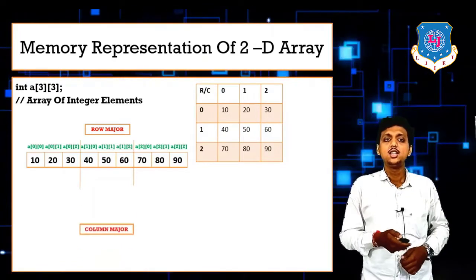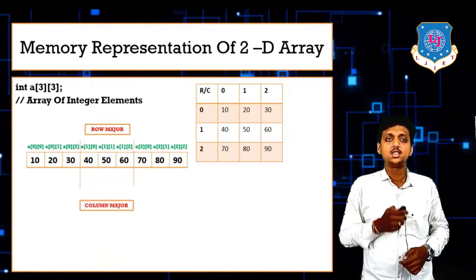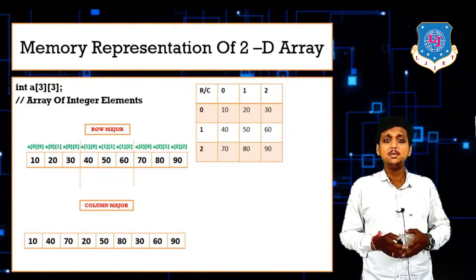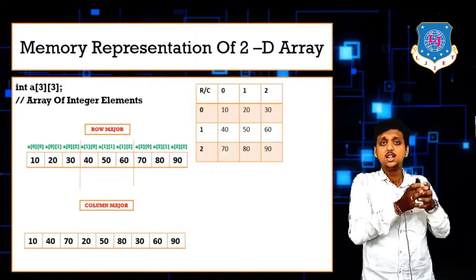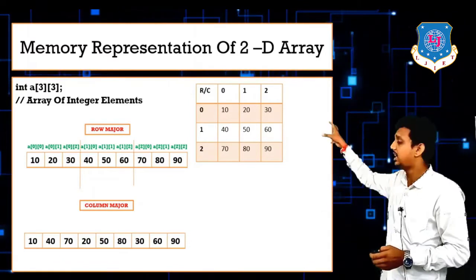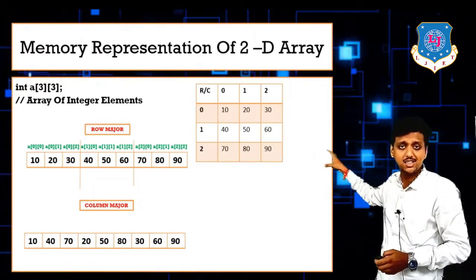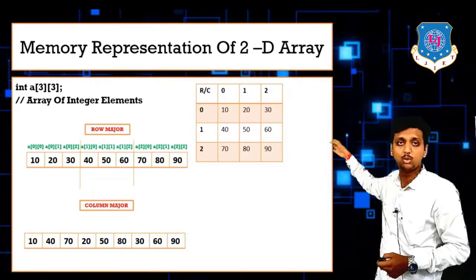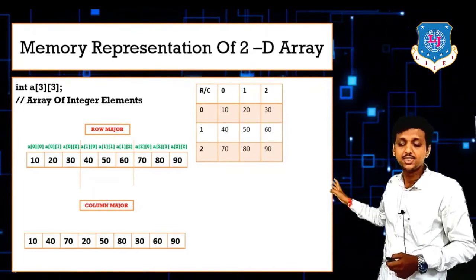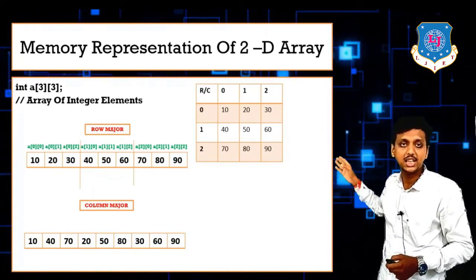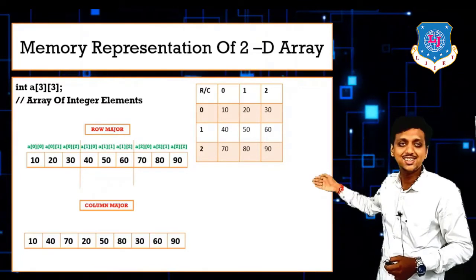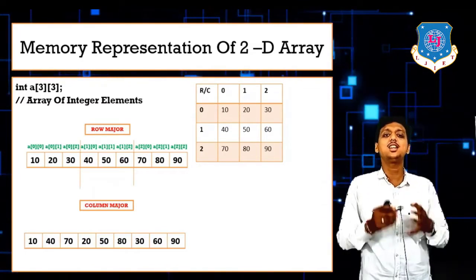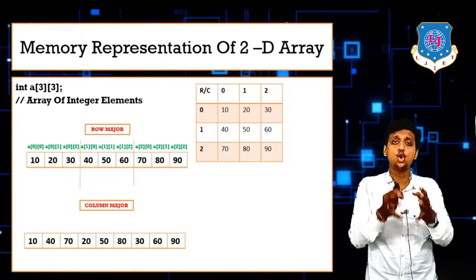Here is the column major. The column major data are inserted like this. In column major, the data elements are inserted column wise. If we consider the column data for this particular matrix, then the data elements for column major are like 10, 40, 70, then 20, 50, 80, then 30, 60, 90. Like this, students, we are inserting the data in memory according to the column wise.